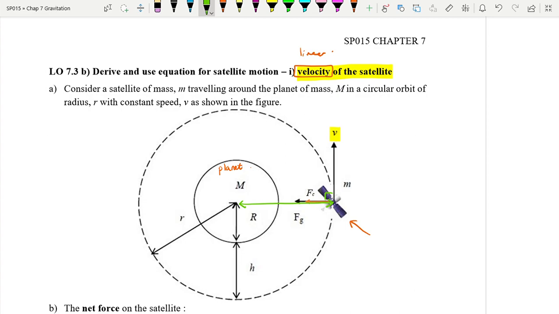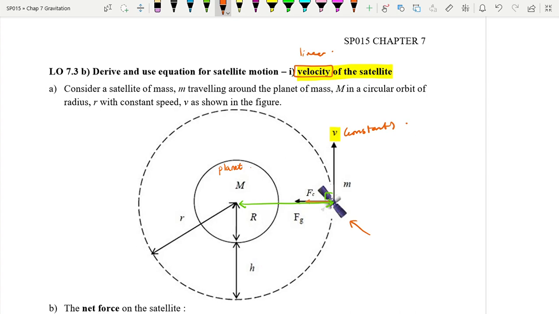So just nak bezakan, velocity escape adalah to escape completely from the surface of any planet. Tapi kalau velocity of the satellite, linear velocity of the satellite in circular motion. Dan value ni sentiasa constant. Okay, so kita dah belajar constant. Okay, so kita tengok diagram ni sikit.